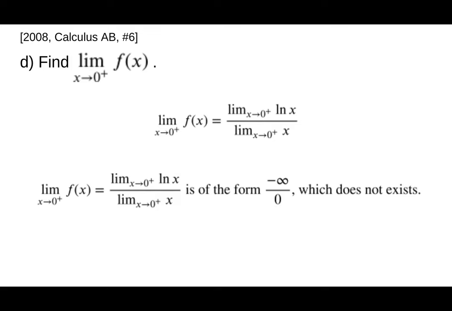In part D of the question, we are asked to determine the limit of the function f of x as x approaches 0 from the right. So the limit as x approaches 0 from the right of f of x would be the quotient of the limit as x approaches 0 from the right of natural log of x divided by the limit as x approaches 0 from the right of x. However, if we simplify both of those limits, we get a limit of the form negative infinity over 0, which does not exist.